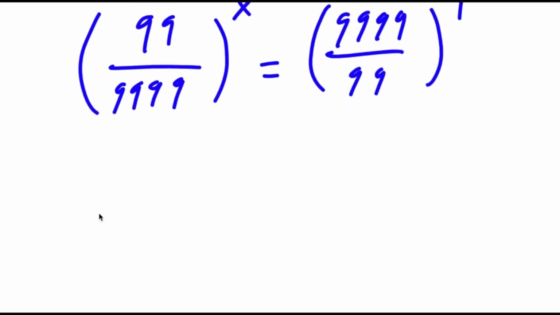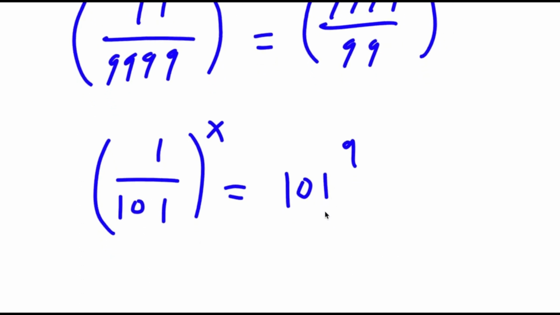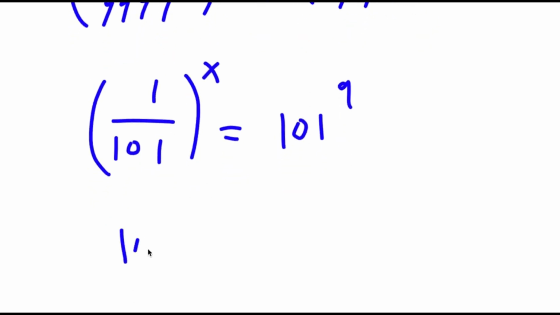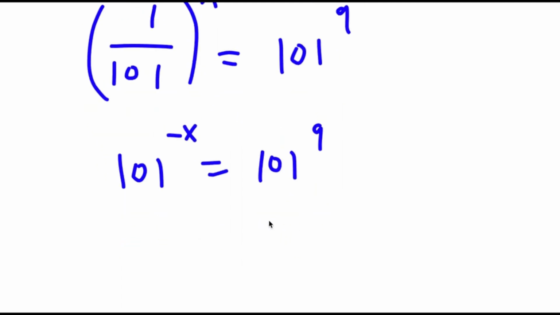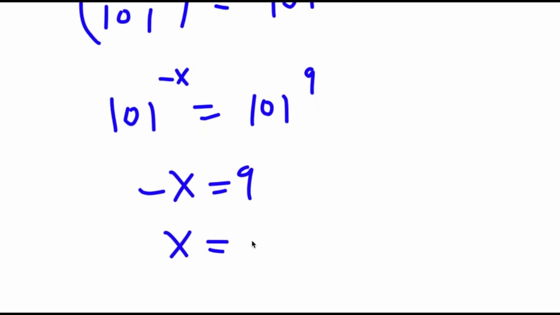And now this simplifies to 1 over 101 to the power of x is equal to 101 to the power of 9. And this is the same thing as 101 to the power of negative x is equal to 101 to the power of 9, meaning that negative x is equal to 9 and x is equal to negative 9.